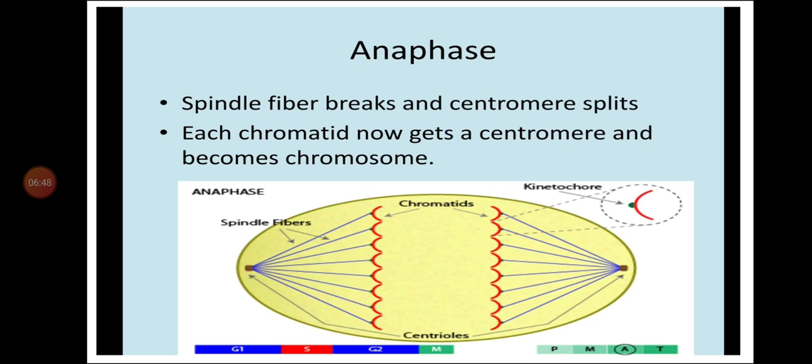Each set of chromosomes reaching the opposite poles of the cell marks the end of the phase. When they reach here, that means this is the end of the phase.